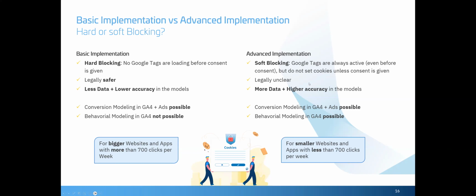The advantage here is it gives you more data. It's a higher accuracy for the models. You can do the conversion modeling with a higher accuracy, and you can also do the behavioral modeling for smaller websites, for example. This way is meant for smaller websites and apps. And if you have less than 700 clicks per week in your Google Ads account, then that's, let's say, the Google preferred way for you to go. As said, legally, there is big question marks of if this is really legally compliant.